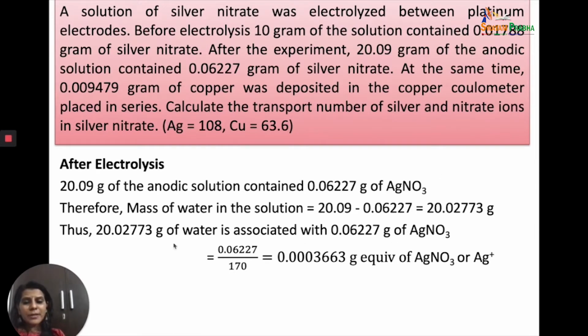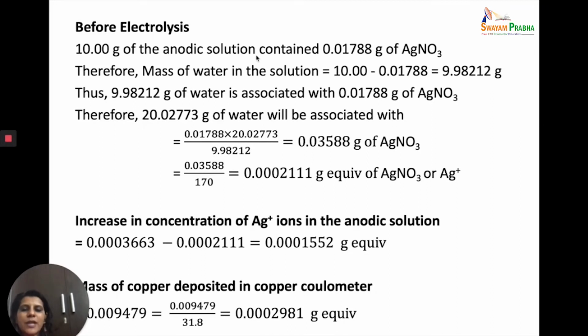Now, with respect to this mass of the solvent, we will again find out the value that was there before electrolysis. Before electrolysis, 10 grams of the anodic solution contained 0.01788 grams of silver nitrate. Therefore, mass of water in the solution will be equal to 10 minus 0.01788, that is 9.98212 grams. Now 9.98212 grams of water is associated with 0.01788 grams of silver nitrate. So what will be the mass of silver nitrate associated with 20.02773 grams of water? We just apply the unitary method and get the value.